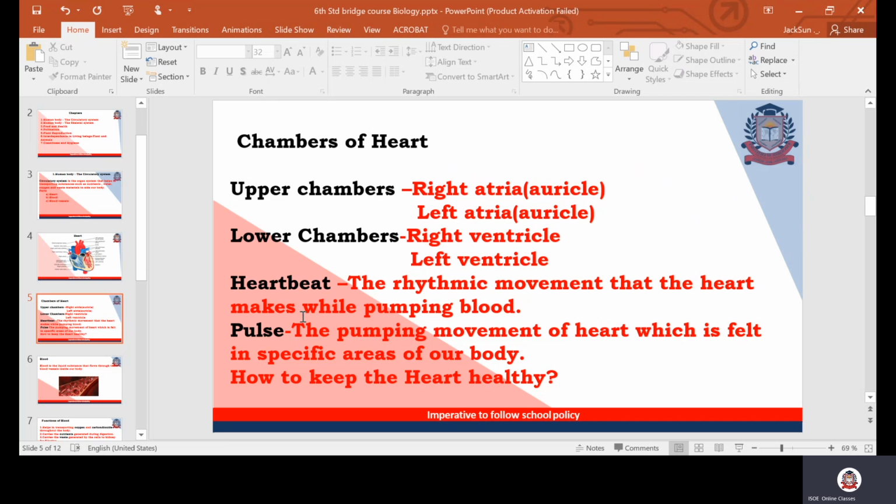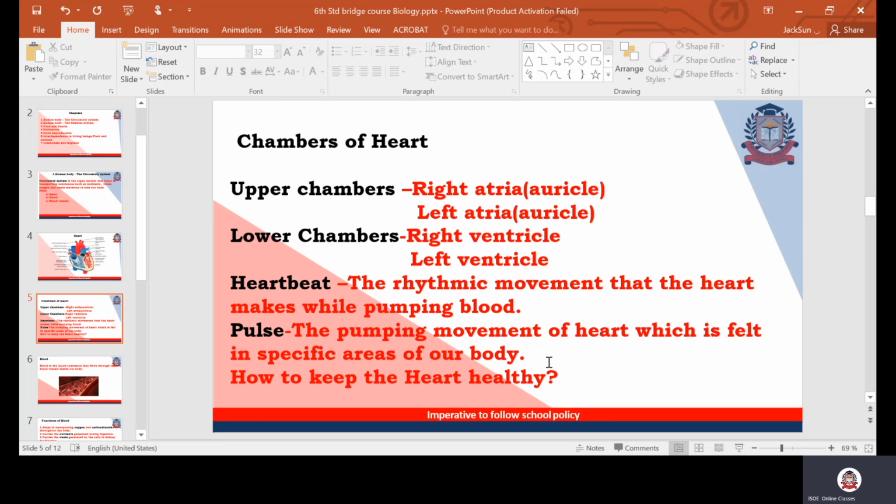So are you clear with the heartbeat? Heartbeat is the rhythmic movement that the heart makes while pumping the blood. And pulse is the pumping movement of the heart which is felt in specific areas of the body.